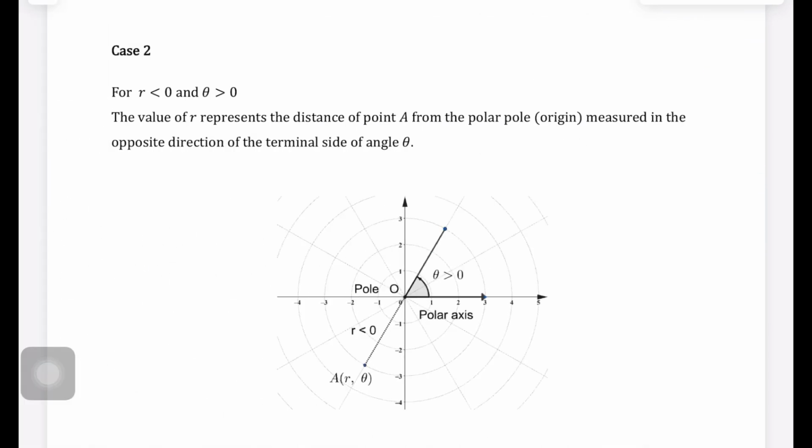Now let's see what if you have r negative and a positive angle. If you want to graph r theta, as usual, we must focus on theta first. For example, your theta is positive, so let's read your theta first. So how do we see if your r is negative? For r negative, this will go to the opposite side. Wherever you stop, that is r positive. If you want to see r negative, let's go to the opposite side. So this is where your r is negative.